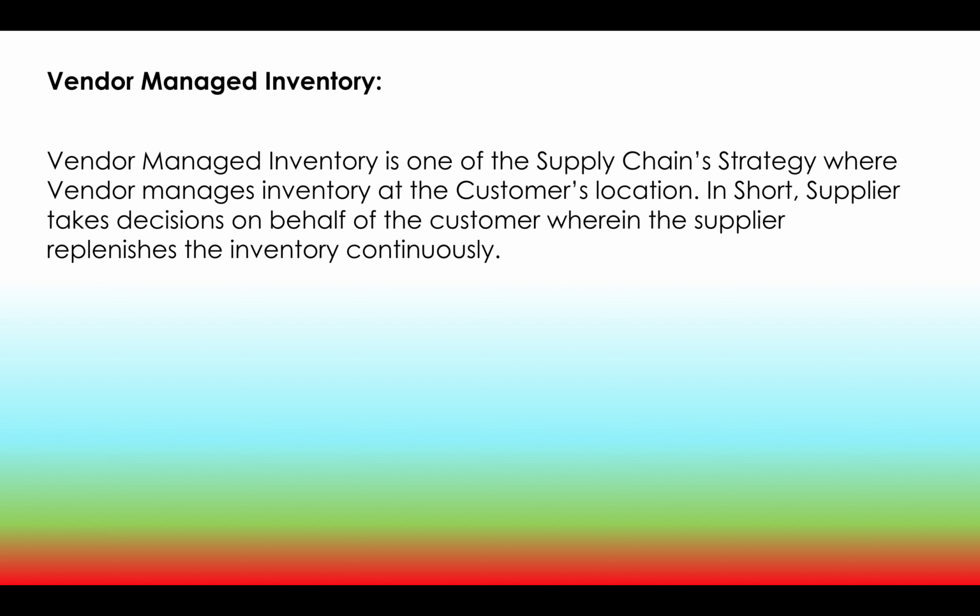First, we can define vendor managed inventory. In the name itself it is defined. Vendor managed inventory is one of the supply chain strategies where the vendor manages inventory at the customer's location. In short, the supplier takes decisions on behalf of the customer, wherein the supplier replenishes the inventory continuously. I'll show you the steps, and then I can explain how the process works in each step.